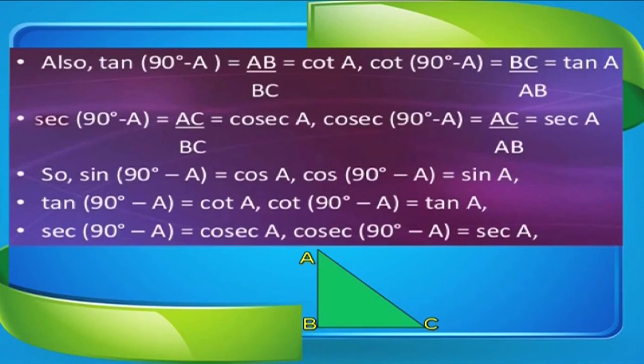So, sin of 90 degree minus A is equal to cos A, cos of 90 degree minus A is equal to sin A, tan of 90 degree minus A is equal to cot A, cot of 90 degree minus A is equal to tan A, and sec of 90 degree minus A is equal to cosec A, or cosec of 90 degree minus A is equal to sec A. In this way, we have established the trigonometric ratios of complementary angles.